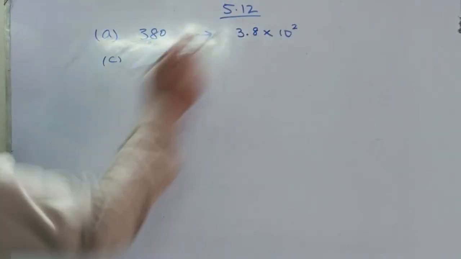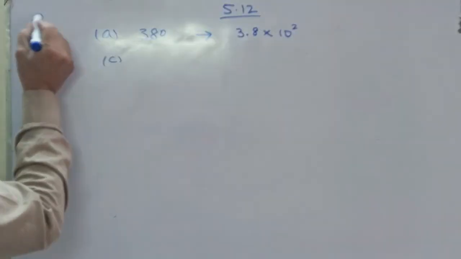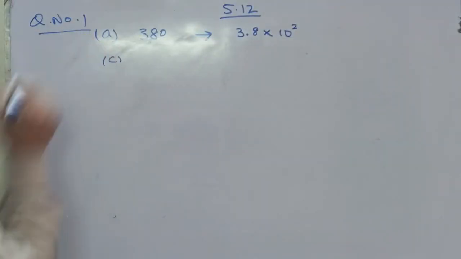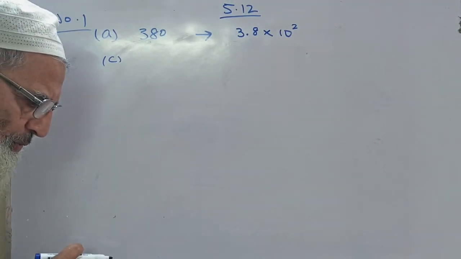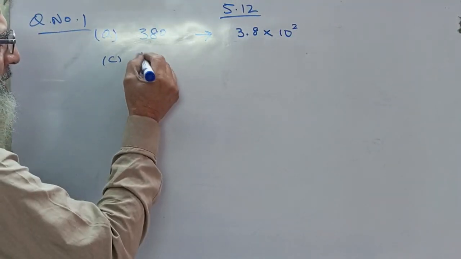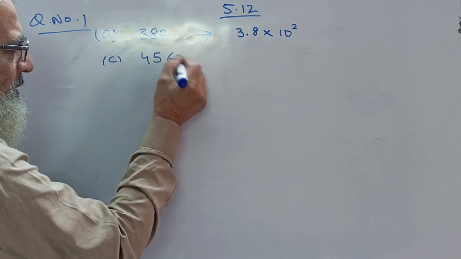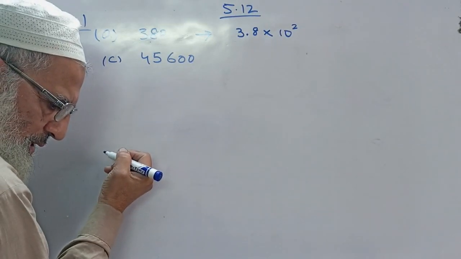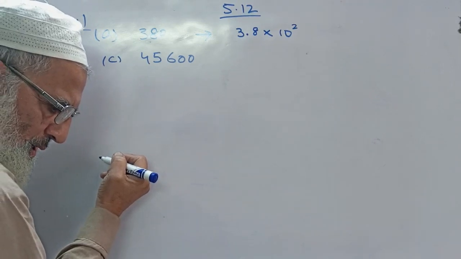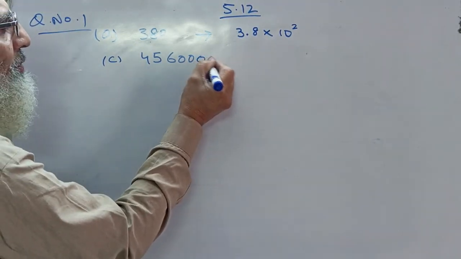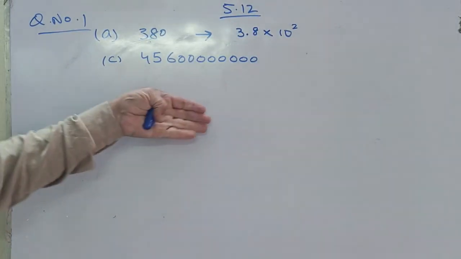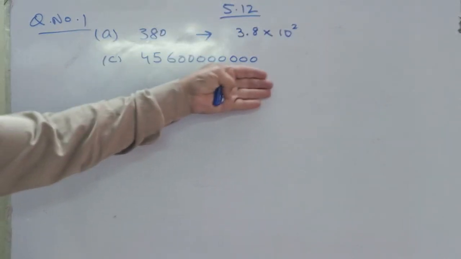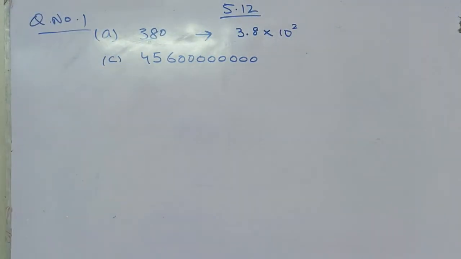Now the C part from the same exercise, question number 1, part C. So it is 4, 5, 6, 00, 4,560,000. And how many zeros are there? There are 6 zeros ahead of it: 1, 2, 3, 4, 5, 6. This is the question which I was looking for, that there must be some zeros.